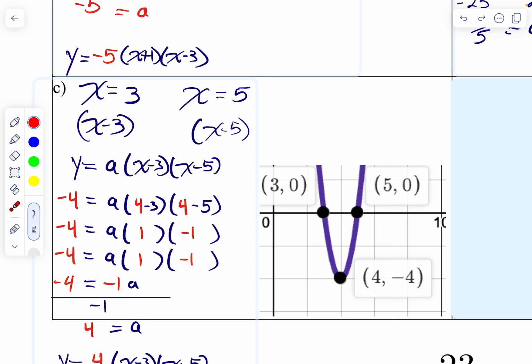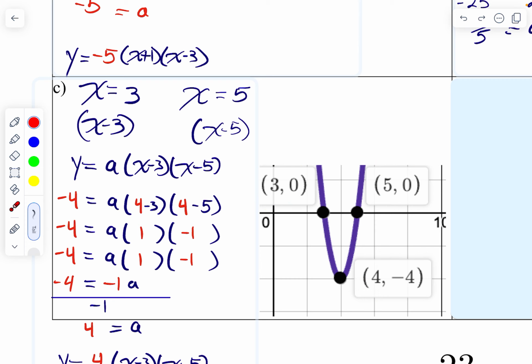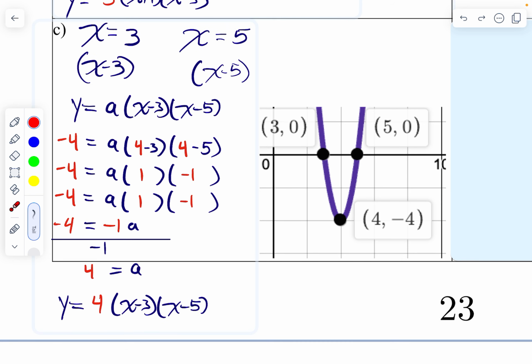So this one looks different, but we're going through the same ideas. We've got our zeros, and we've got a third point. So now I evaluate inside the parentheses: 4 minus 3, 1. 4 minus 5, -1. And if I do 1 times -1, I get -1. I want to divide everything by that -1. So I get -4 divided by -1, and I get a equals 4. So my final answer, y equals 4 times x minus 3 times x minus 5.